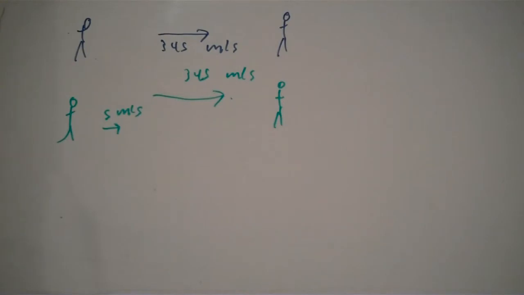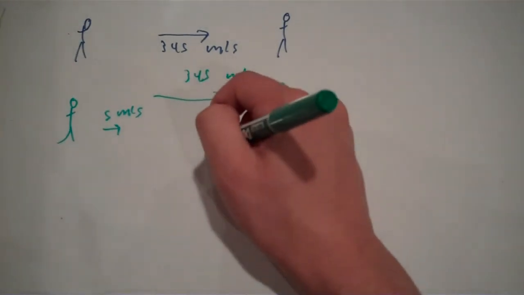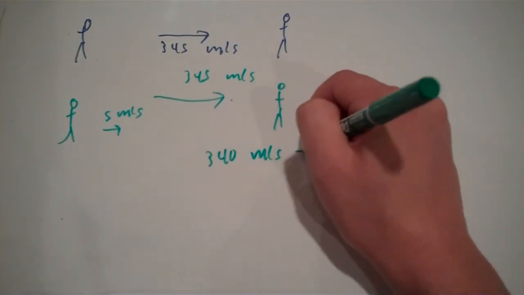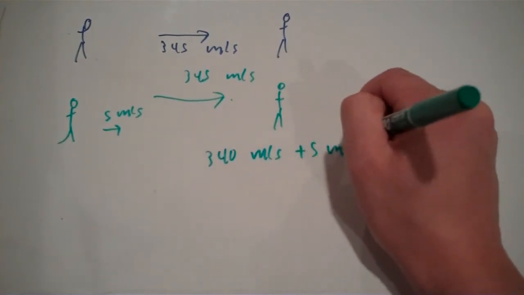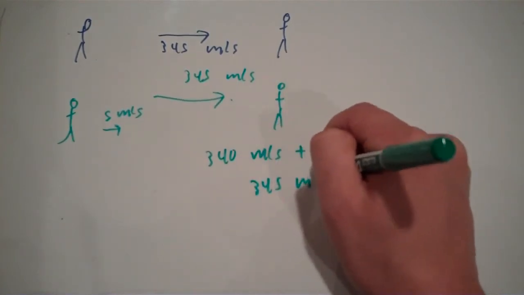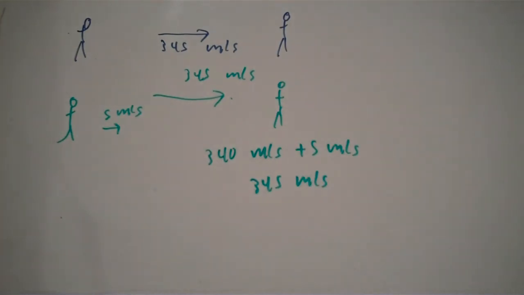Now, due to this, the speed of the sound emitted is 340 meters per second, which is added to the 5 meters per second at which you're running, creating the net total of 345 meters per second. Now, the lower emitted velocity results in a different frequency and a bunch of other stuff, which I'm not going to get into.